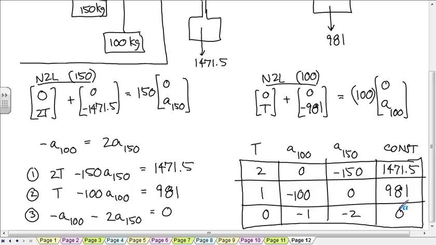Yep. The negative A100 equals 2A150. That's something to do with the pulley masses, right? That's right. Yeah, that's just a geometric thing. So no matter what the masses were, as long as that cable doesn't fold, that relationship has to stay. Any questions about that?